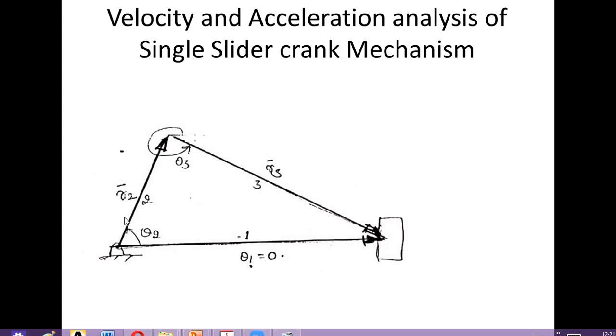If we consider the R2 vector and R3 vector, the closing side of the polygon, the closing side of the triangle, is the R1 vector, which comes in the opposite side, so this forms the resultant vector. So how will we write? R1 vector is equal to R2 vector plus R3 vector, and that forms the closed loop equation for a single slider crank mechanism.